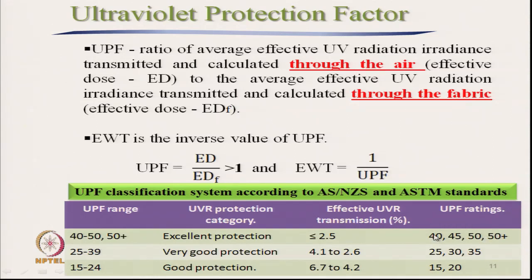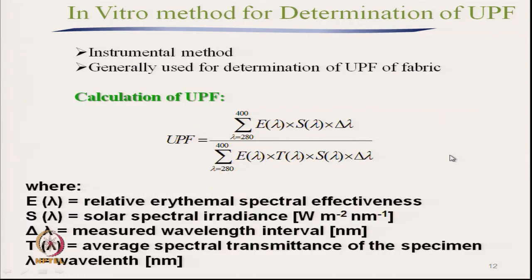So, the higher the rating, the better the protection, and the UPF value we can determine by the in vitro method. That means we can use an instrument to measure this UPF value, where we measure the transmission, the energy without the fabric, and take the ratio with fabric. So, we can calculate the UPF value using this formula.